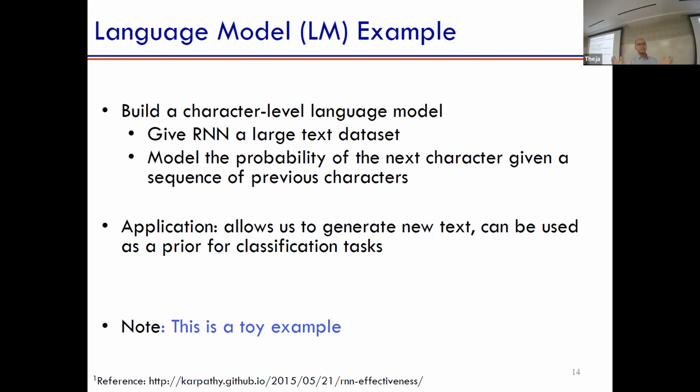So here it's a little bit different. What we want is, given a variable length of previous characters, to say what is the distribution over the next character. So it's richer. An application of a language model, as we know before, is generally to generate new text. And you can also do all sorts of things.